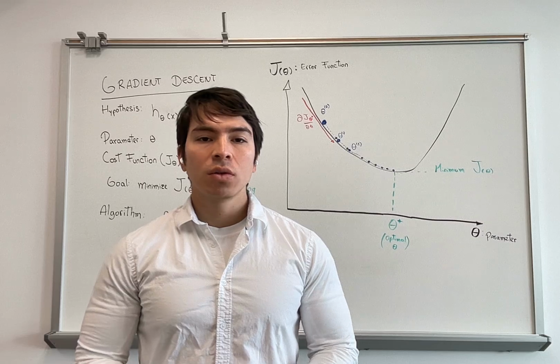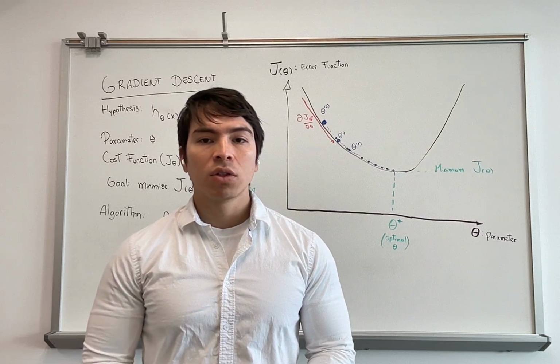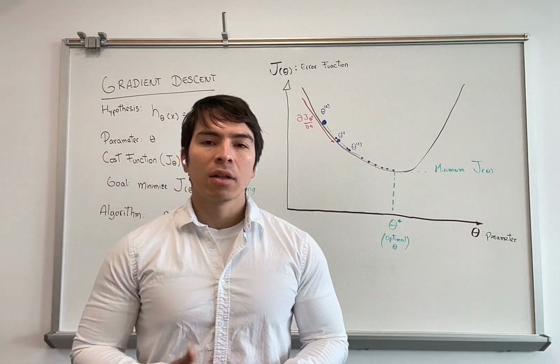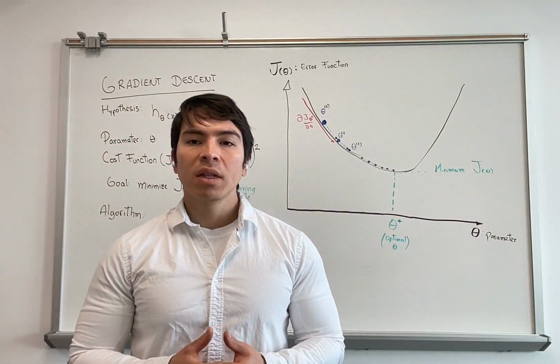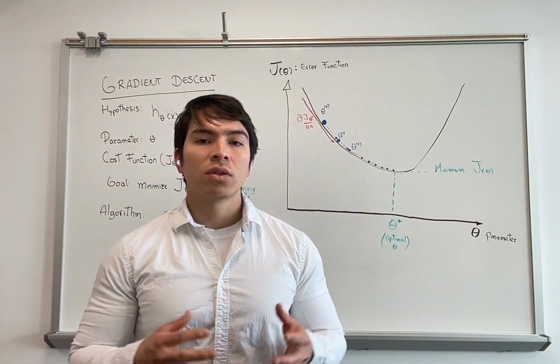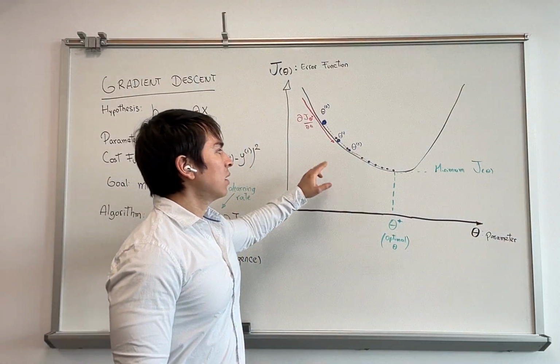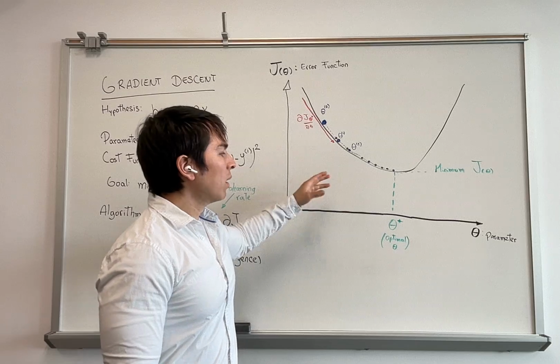Today, I'm going to talk to you about the gradient descent algorithm, so let's start with this. What is the gradient descent algorithm used for? The gradient descent algorithm is used to try to find the minimum value of a function in an iterative way. Okay, why do we use this?